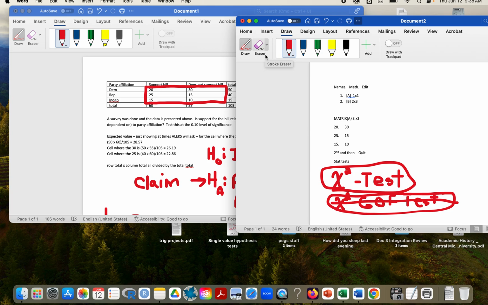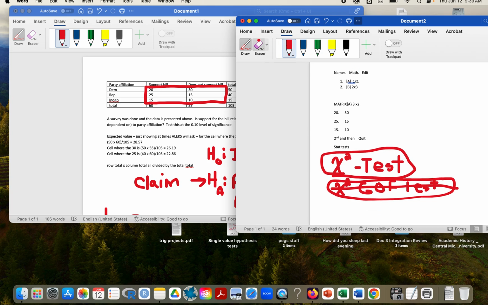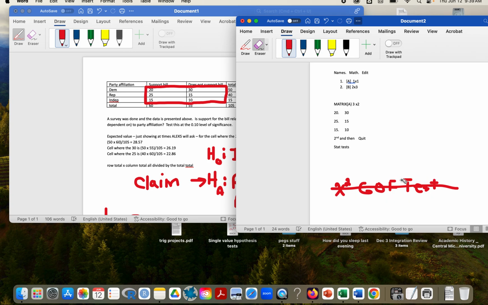Now, I think there's actually a third one that sometimes appears where it says goodness of fit test, and then there's the chi-squared test, but it's got another name with it. Don't do the goodness of fit test. Do the other one if that's the case. So hit the chi-squared test, and you're going to see observed, and you're going to see expected.